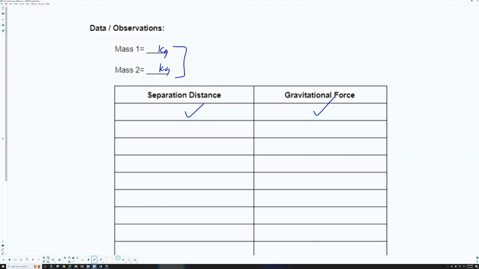These are your control variables, right? Now, the important control variables are mass 1 and mass 2. Your separation distance would be your manipulated variable, and your gravity force would be your responding variable. I want you to do this 10 times, at least 10 times. You're not changing the mass, it stays the same from one trial to the next, but you're going to change the distance 10 times and record the corresponding force 10 times.